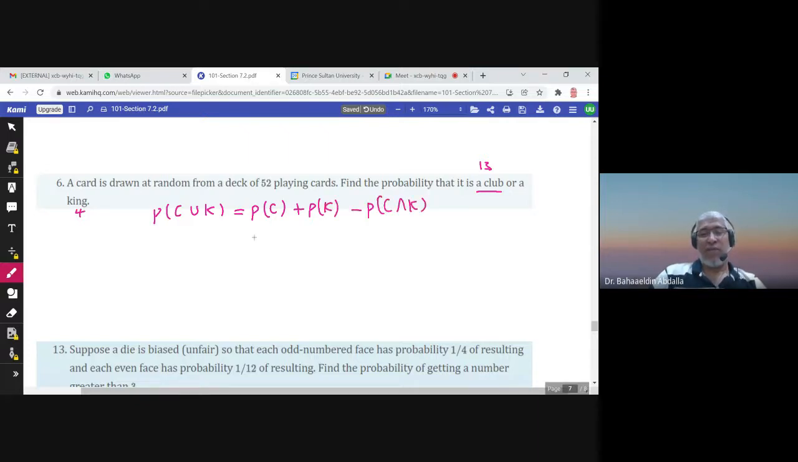intersection kings. How many clubs? 13 over 52. How many kings? 4 over 52. Do you have a king of club? Yeah. So 1 over 52. So the answer 16 over 52.